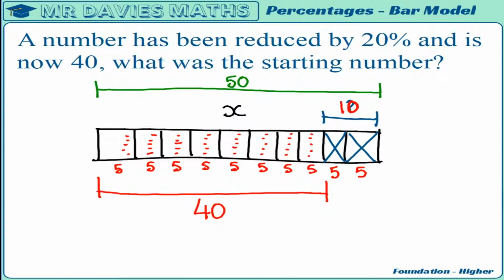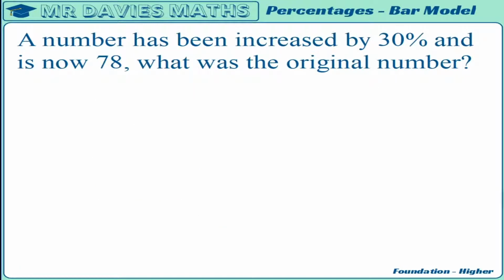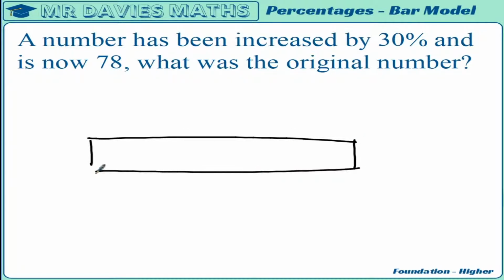Okay, let's try another one. A number has been increased by 30% and is now 78. What was the original number? Okay, so starting off with my 10 boxes in every single question. 1, 2, 3, 4, 5, 6, 7, 8, 9.